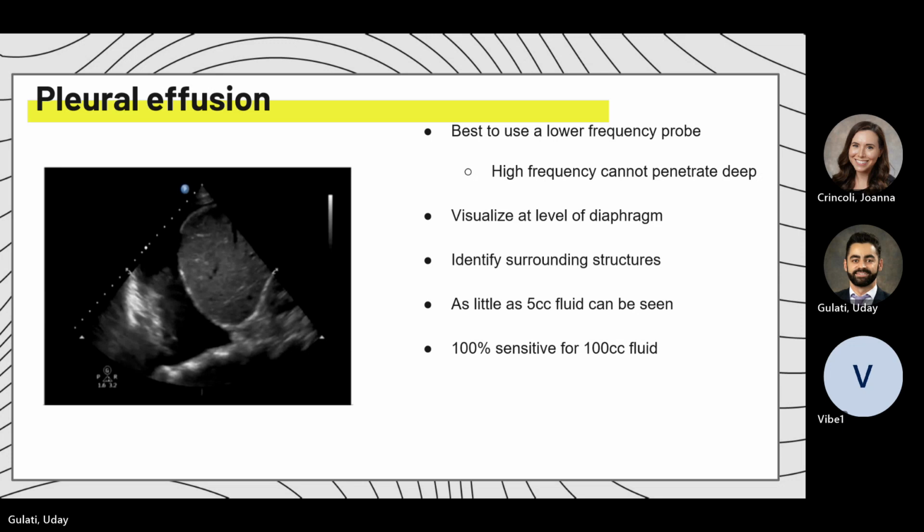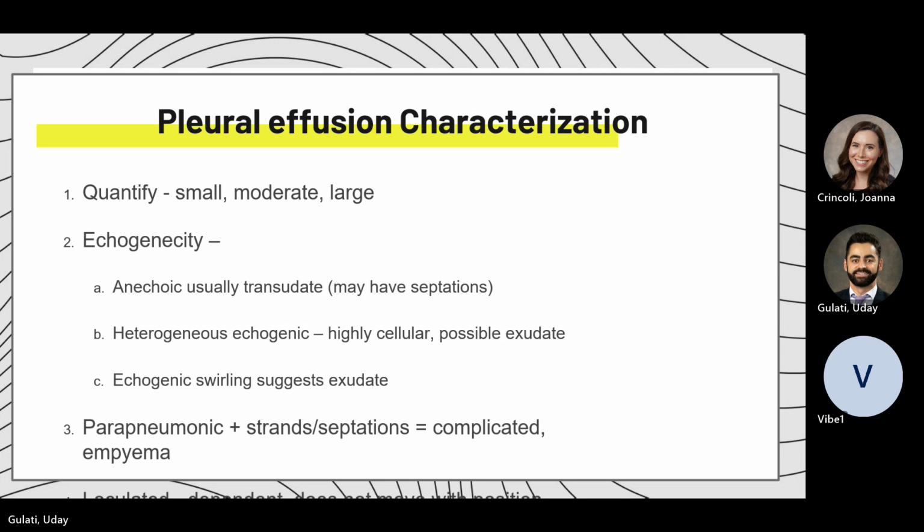When you see 100 cc's of fluid, seeing this is 100% sensitive for 100 cc's of fluid. And so we talked about characterizing your pleural effusions. You can say small, moderate, large.